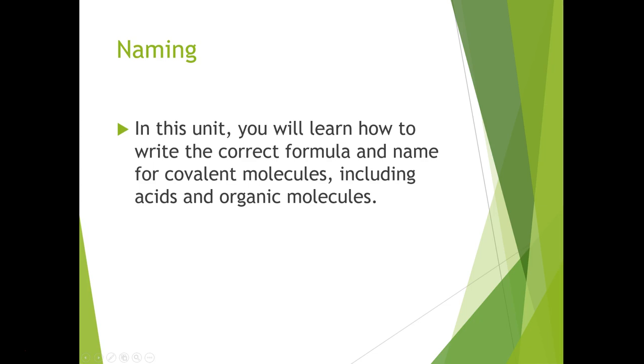Naming, we're going to learn how to do the correct formulas and names for these covalent molecules. It includes your acids as well as organic molecules. So there's really 3 different naming types within just the covalent. You have general covalent, and then you have specifically a subset of that, which is acids, and then the second subset of that would be the organic molecules. So again, you're looking really at 3 different areas. So we really do have 4 different naming systems that we're going to be looking at in this half unit.